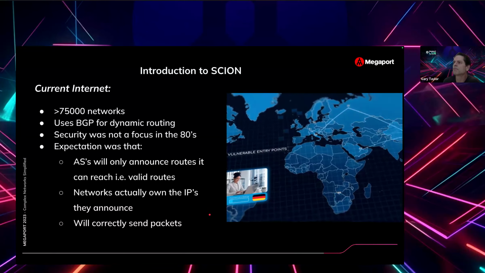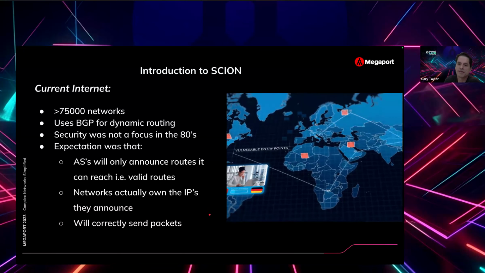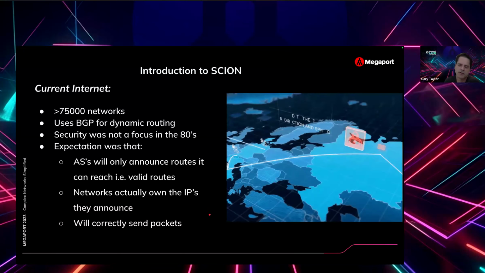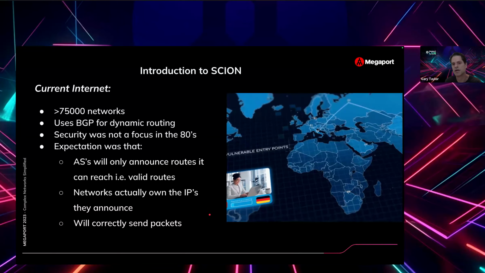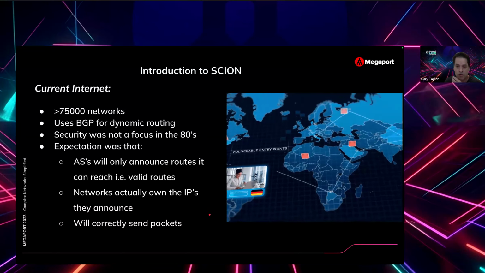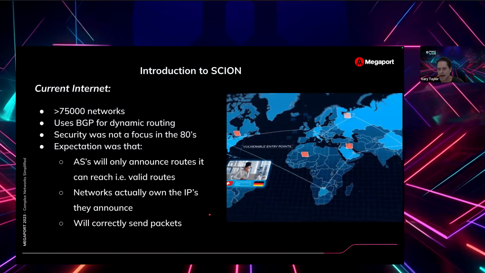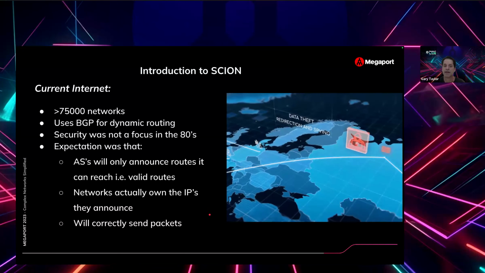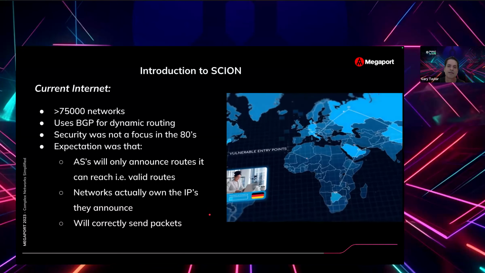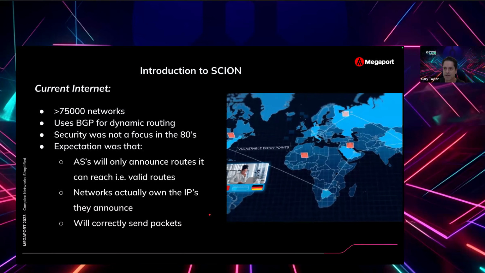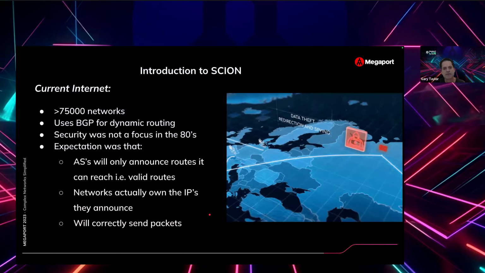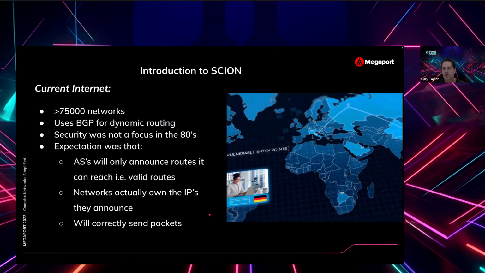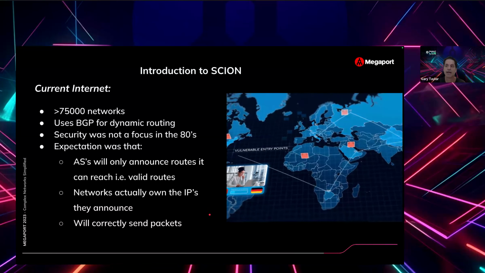So, an introduction to SCION and the current internet. You could say that when the internet was built in the 80s, it used BGP for dynamic routing, and there was implicit trust between the networks. You have a very high number of interconnected networks, over 75,000, and definitely in the 80s, security was not a focus of what BGP could do.